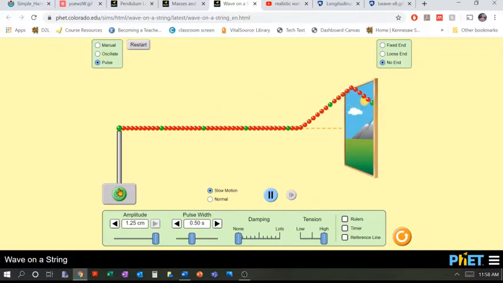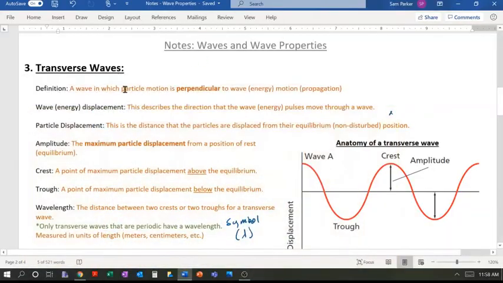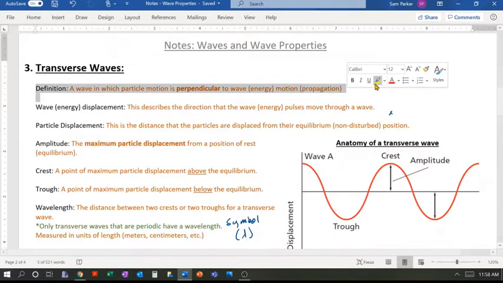Why is it a transverse wave pulse? Well, if you look at this particle here, it's going to move vertically, up and down. But the energy, the disturbance in the string, moves to the right. So the direction that the energy moves is to the right, the direction that the particle moves is up and down. So this is a transverse wave. The particle motion is perpendicular to the wave motion. Okay, that's what makes it a transverse wave.